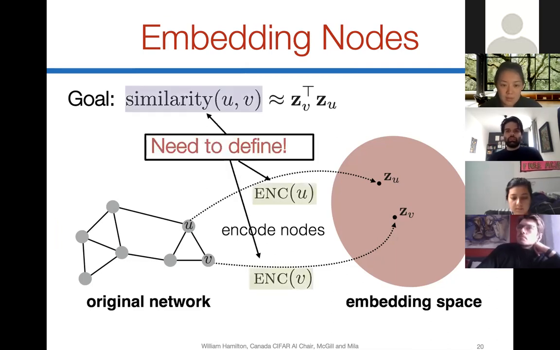Now, of course, this is very generic, very high level, and what we need to define and what we're going to discuss in more detail is how we actually define this notion of similarity in the input graph that we're trying to approximate, as well as this idea of how we're actually encoding these nodes.